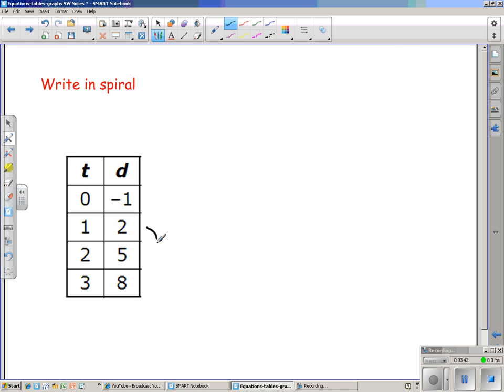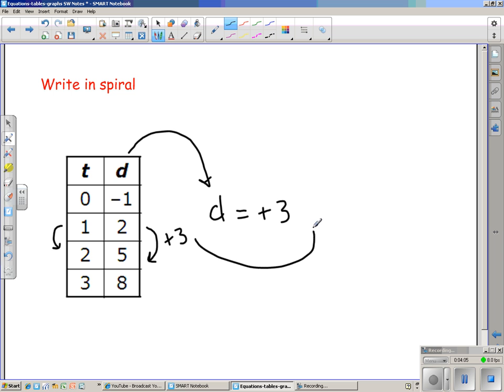Let's look at this one. How much is this going up to get from this number to this number? This is going up by 3 when the t changes by 1 position. So if you're going to write this equation, you would actually write d, because that's the second letter. d equals, it's going up by 3 every time the t changes positions. But where is the start value? When the t is 0, what is the d actually equal to? That's a minus 1. That's going to go at the end of your equation.